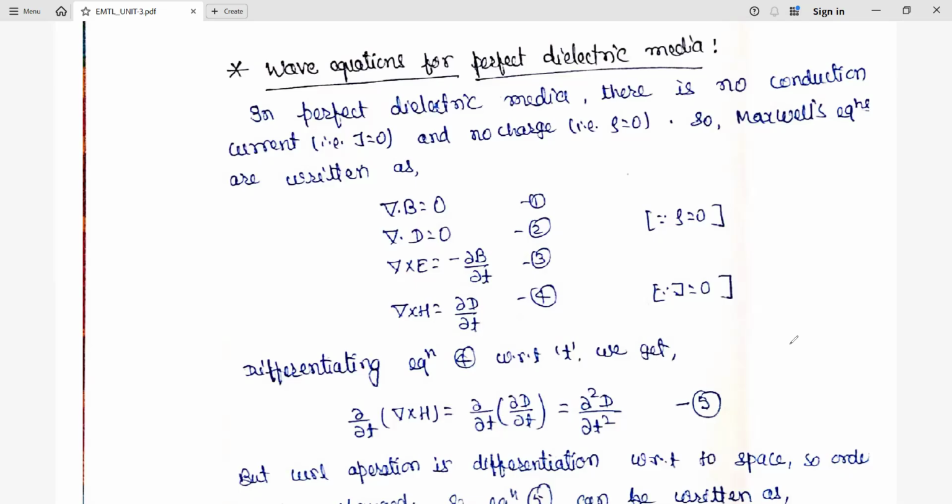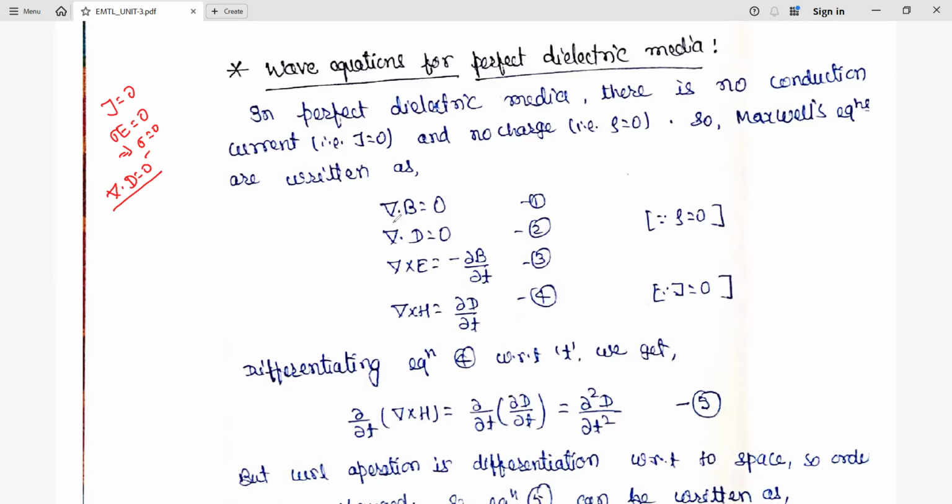So now, in case of a perfect dielectric, we know that the conduction current will be equal to 0. So that means J equals 0, so J is what? Sigma E equals 0. So that means sigma is also going to be 0. Sigma is what? Conductivity. And in case of a perfect dielectric, the charge density is also going to be 0. That's why del dot D is also going to be equal to 0 here.